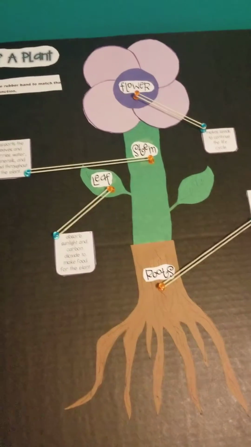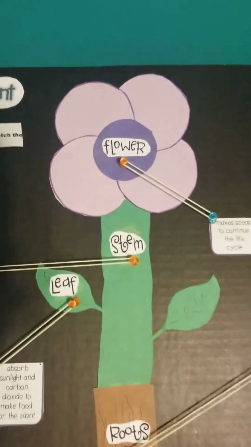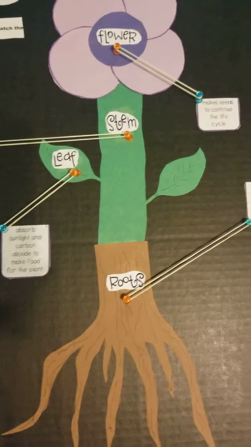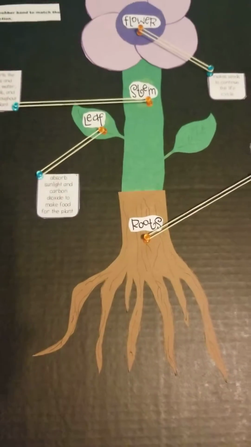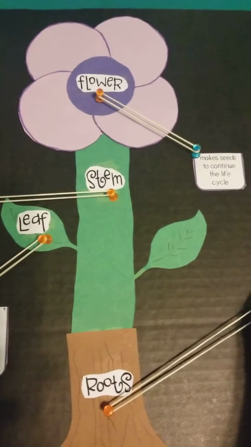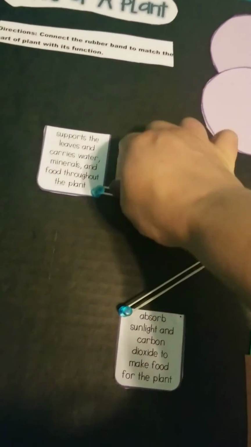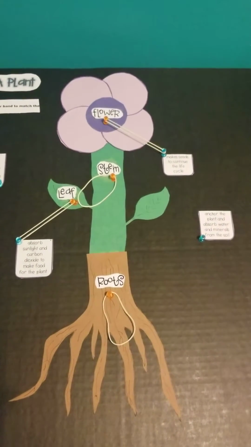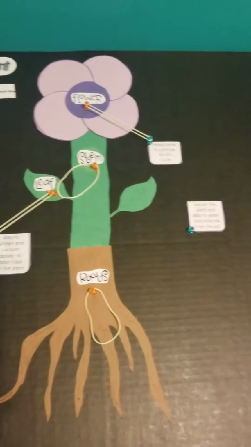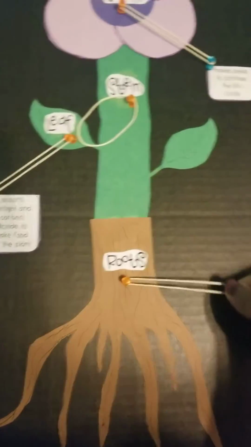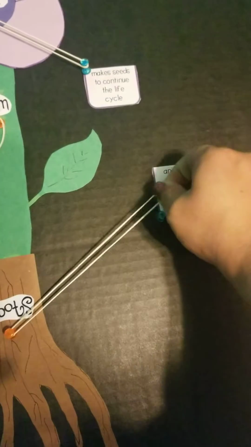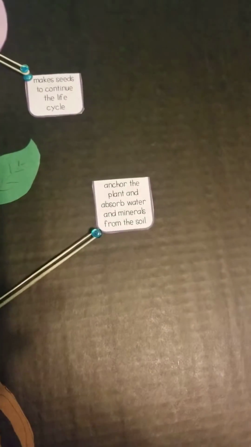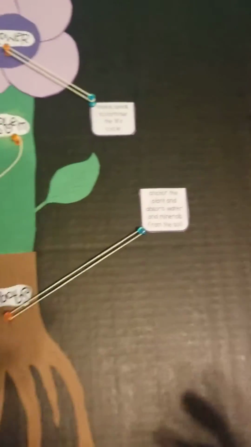Then over here we have parts of plants, and we have it labeled: the flower, the stem, the leaf, and the roots. And then on the sides is the function of those parts of plants. So what the student needs to do is use a rubber band. For example, the rubber bands would be on the parts of plants, and the student will need to match the function. So roots is the anchor. Anchors the plant, absorbs the water and minerals from the soil.